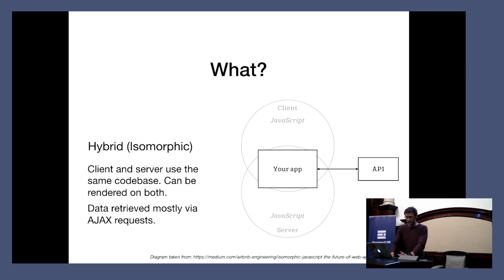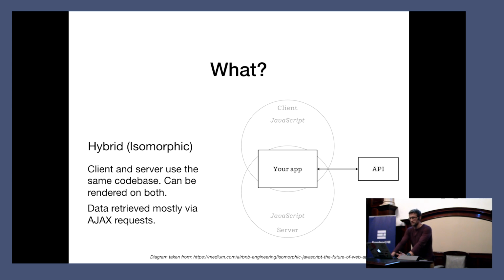So the hybrid or the isomorphic approach is somewhat similar to the previous one. The only difference is that your actual application code can be run both on the server and the client. So essentially it means less code, less duplication, which is great. And it's all handled within the same application. You can't really say whether it's rendered on the front end or the back end. It depends on how you use it, I suppose.